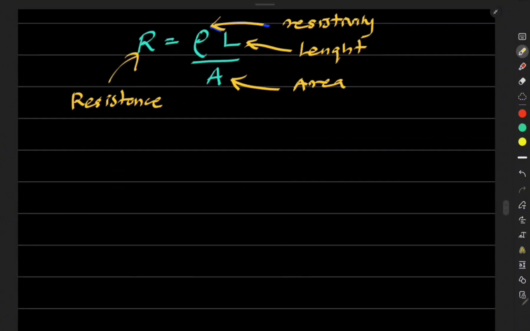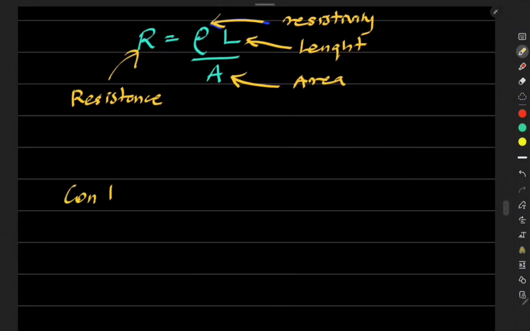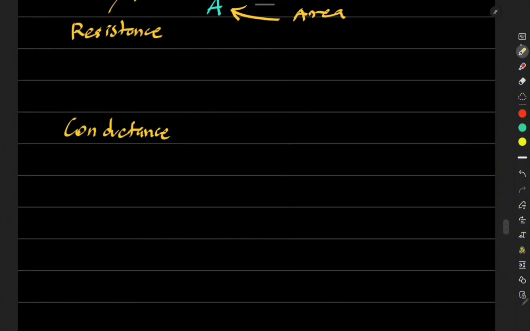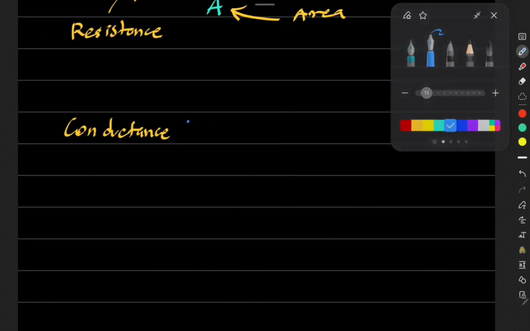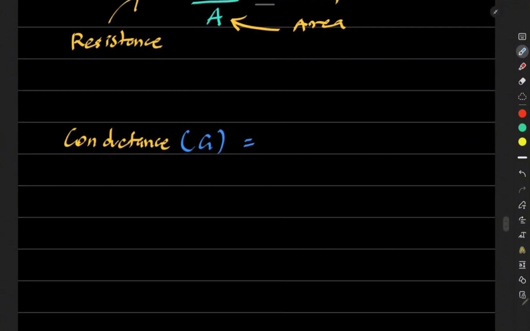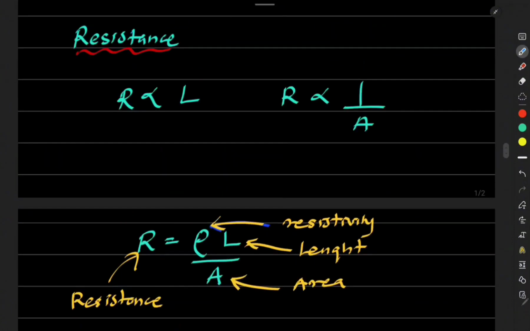Now let's look at what is conductance. Conductance, we symbolize it by G, and it is 1 over R. The conductance is inversely proportional to R. Conductance means the opposite of resistance, and resistance means the opposite of conductance. Resistance we symbolize by ohm.